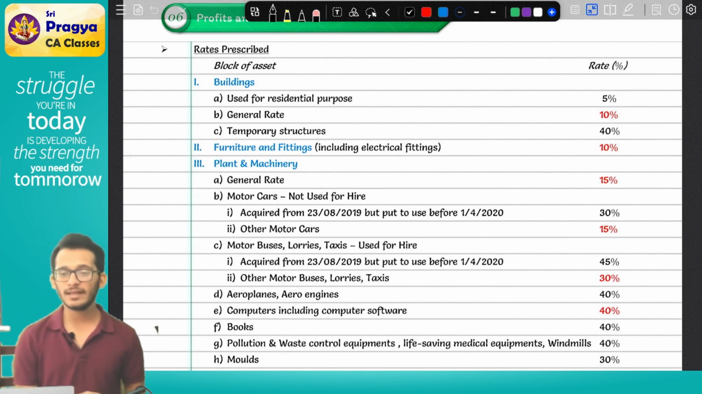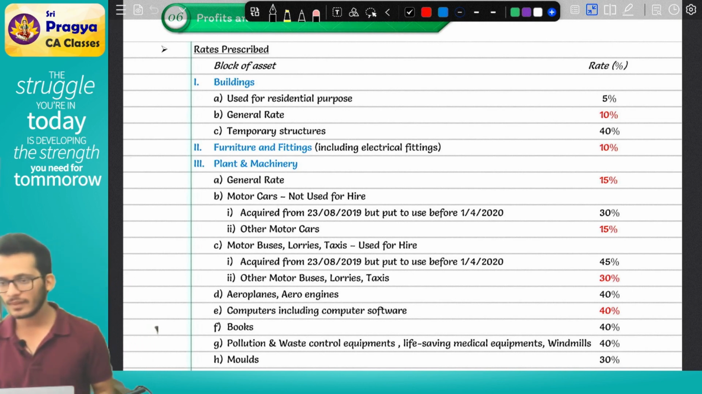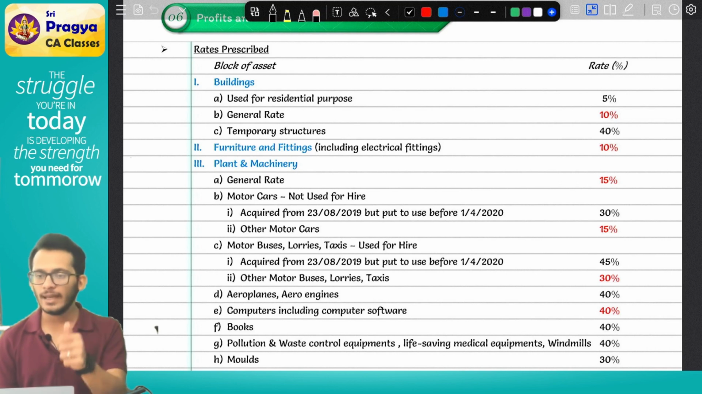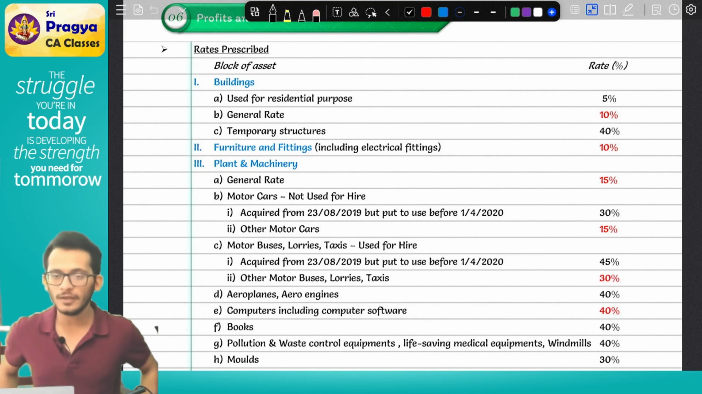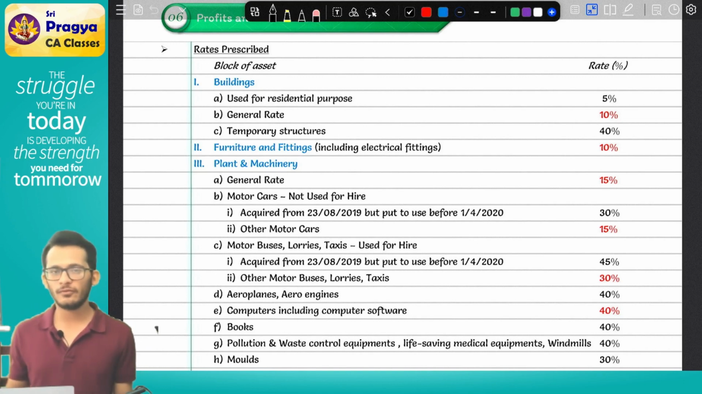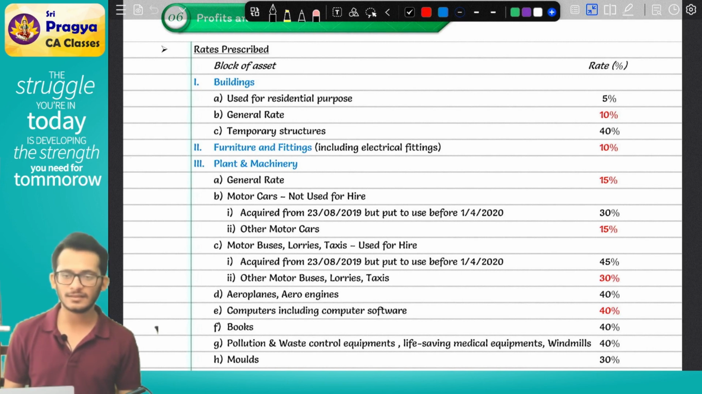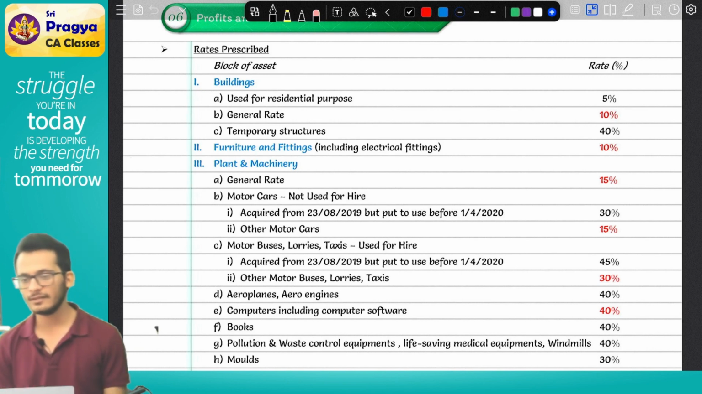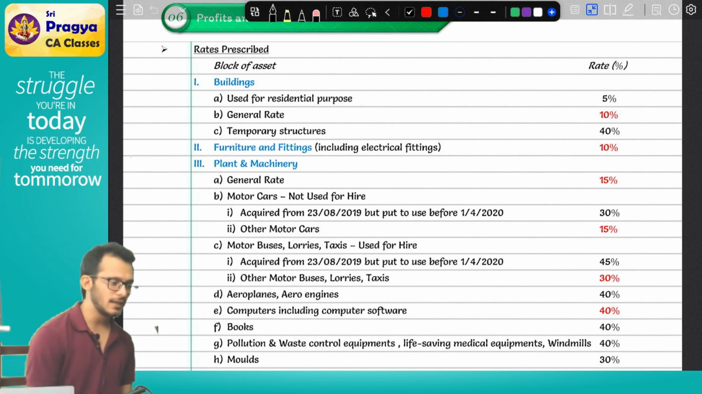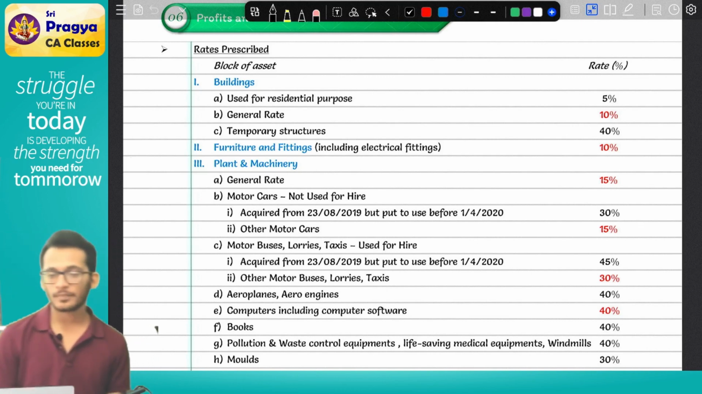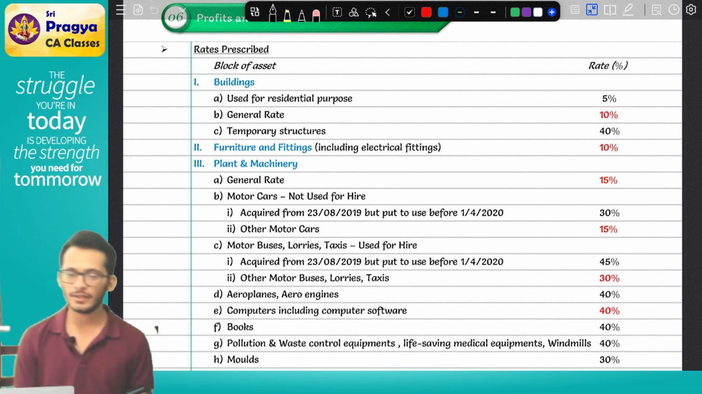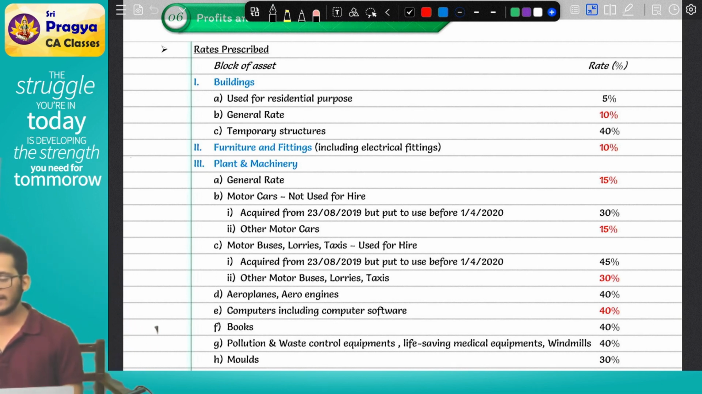A scenario where the company has a building and this building is given to its employees for living. If you have seen in government, we have something called government quarters. Buildings are owned by government and given to its employees. That is a building used for residential purpose. Or you could have been in the business of letting out properties. That could also be used for residential purpose. Those kinds of buildings will be charged at 5%. If those are not the kind of buildings, it will be charged at 10%, with an extra item called temporary structures.